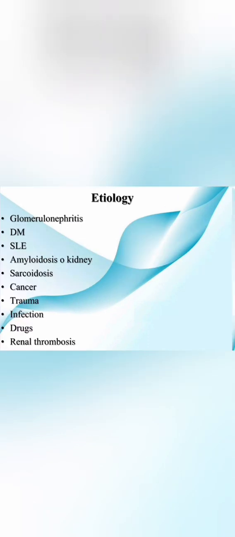Next we move on to the definition. Nephrotic syndrome is a disorder that is characterized by proteinuria, hypoalbuminemia, edema, and hyperlipidemia. This occurs due to the excessive leakage of the plasma protein in urine because of increased capillary permeability in the glomerulus.